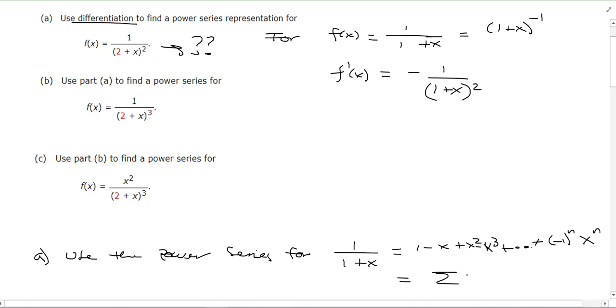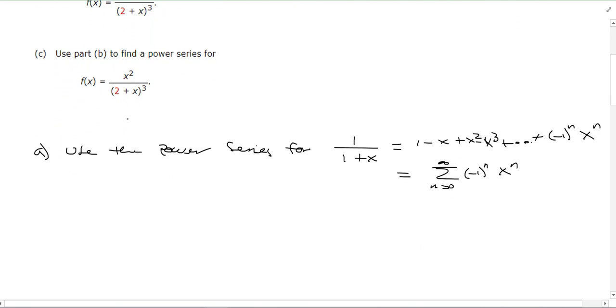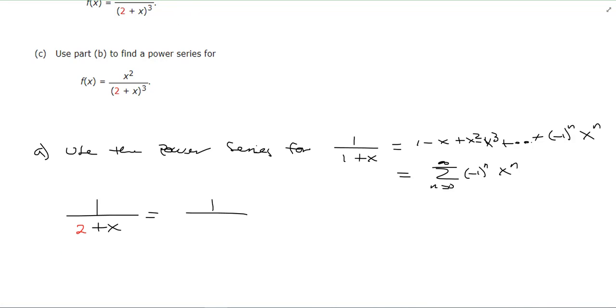Which is really the power series, minus 1 to the n, x to the n, from n equals 0 to infinity. So that's the power series that we want to use. But our function has a 2 in it. So let's look at what it looks like when I have just 1 over 2 plus x here. So we can factor out the 2 from the bottom. I'm going to try to match the color of what the book had.